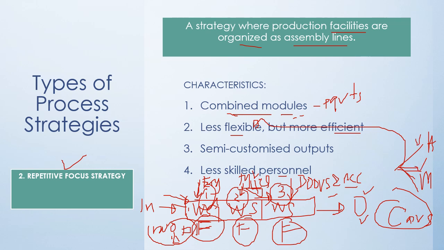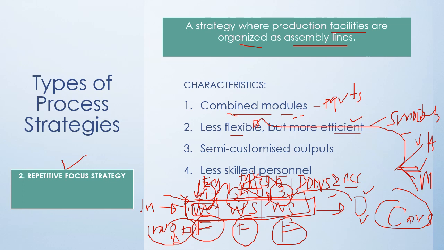So the process of combining the modules here will be done only to produce these two types of car. But more efficient here means the production flow will be smooth, lancar. Kenapa lancar? Because work is done on the assembly line and the sequence is fixed. Turutan production flow tu dah ditentukan. So that's why it is smooth. From workstation 1, we'll go to workstation 2, then go to workstation 3, then finally output will be produced.